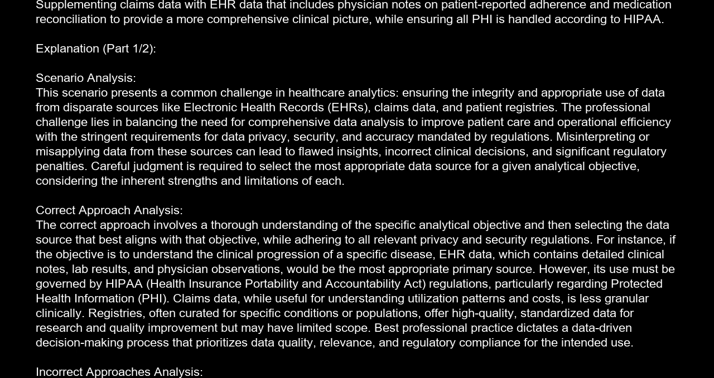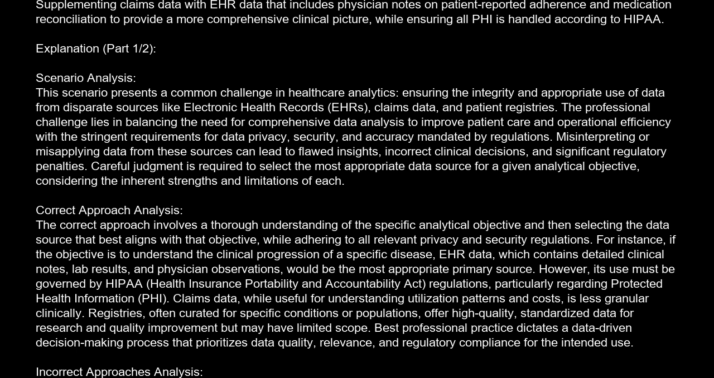Careful judgment is required to select the most appropriate data source for a given analytical objective, considering the inherent strengths and limitations of each. Correct approach analysis. The correct approach involves a thorough understanding of the specific analytical objective, and then selecting the data source that best aligns with that objective, while adhering to all relevant privacy and security regulations.